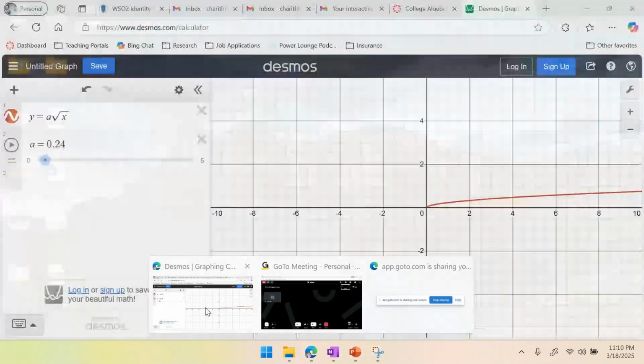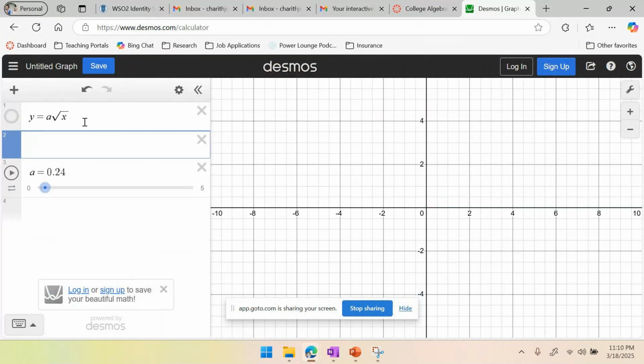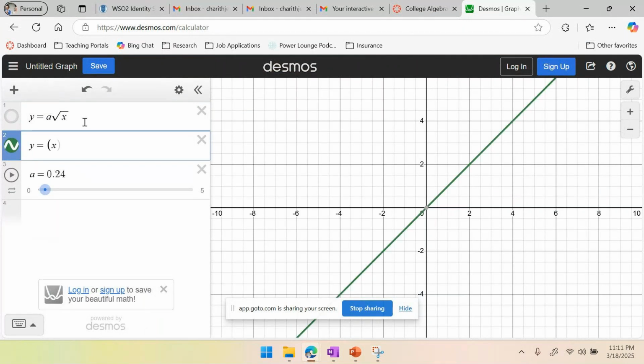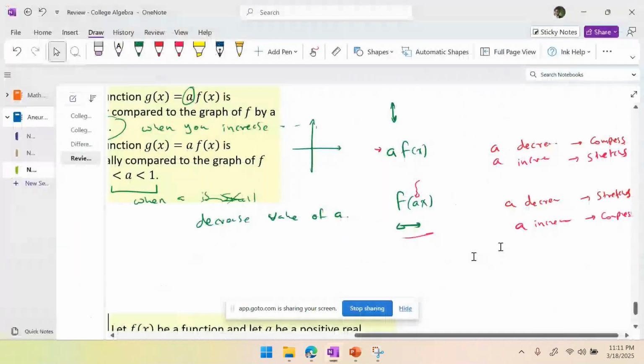So let's go back to the Desmos. I'm going to hide this graph and I will have y equals x cube, and I will put an a here. See, when I increase the value, it compresses along the x direction, x-axis. When I decrease the value, it stretches. So they kind of work in the opposite directions.